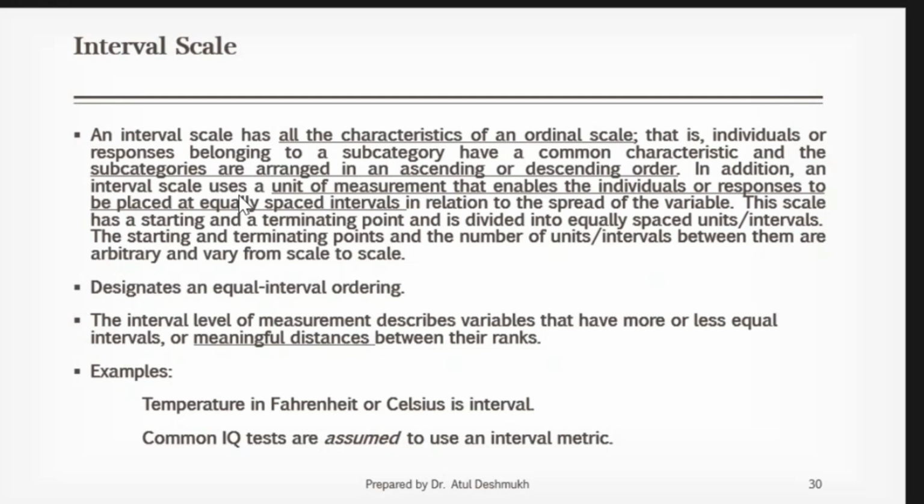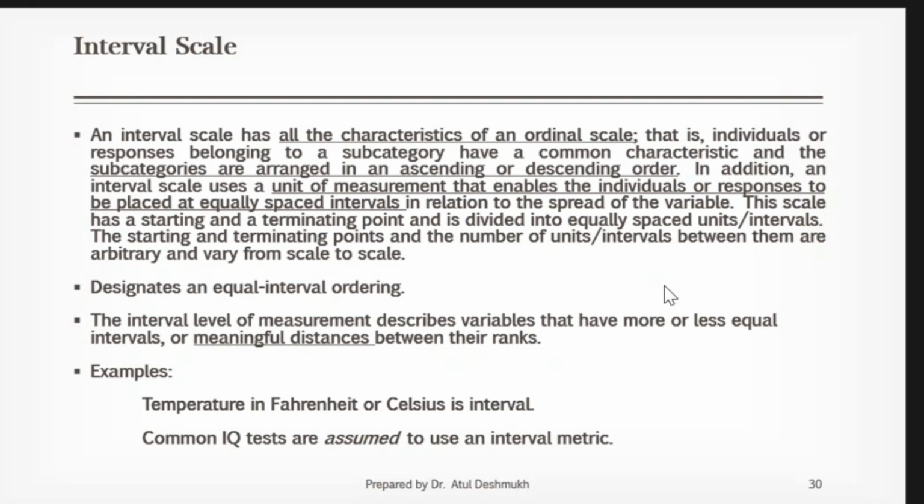So interval scale has, I'm reading this, whatever is written. Interval scale has all the properties of ordinal scale. That is, individuals or responses belonging to subcategory have a common characteristic, and the subcategories are arranged in ascending or descending order. Ascending or descending order means ordinal scale. So it has properties of nominal scale as well as ordinal scale. In addition, an interval scale uses a unit of measurement that enables individuals or responses to be placed at equally spaced intervals. So the responses are placed at equally spaced intervals. That is a characteristic of interval scale.